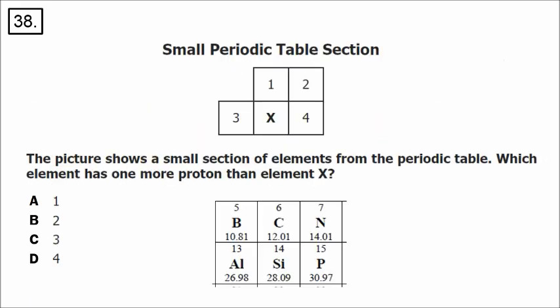Number 38. In this situation, we have elements that are near each other on the periodic table, and every element is going to have 1 more proton than the previous element. So if you have 1 more proton than element X, you are going to be element number 4 in this diagram.